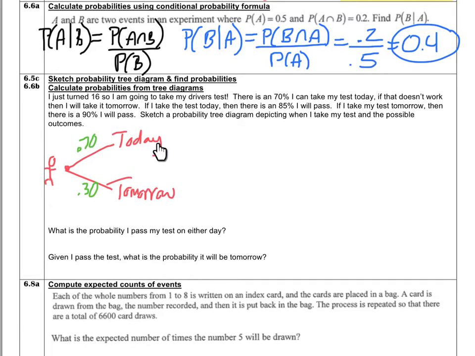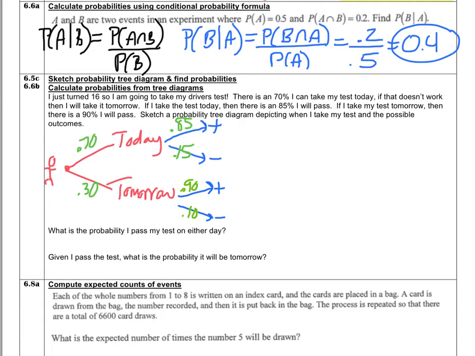Now if I take the test today, it says here I have an 85% chance of passing. So I'm going to do this as it's a test. I'm going to do plus I passed, negative, I failed. So on here, when I fill in the tree, what I'm going to complete is that there's an 85% chance I pass it, therefore there's a 15% chance I fail. If I take the test tomorrow, it says here there's a 90% chance that I pass. So that's my plus, and then my negative is just its complement. So on here, I'm going to put 90% chance, and therefore 10.